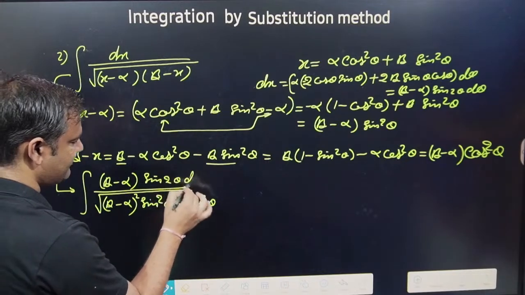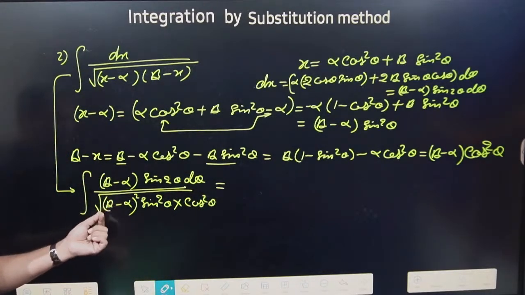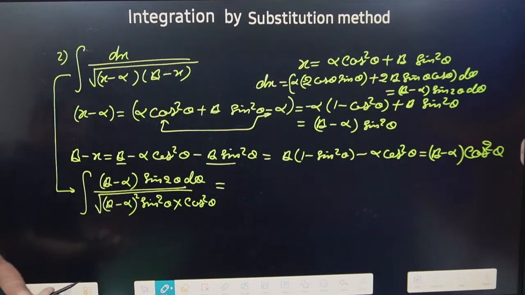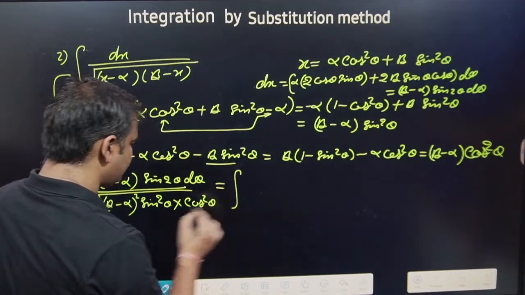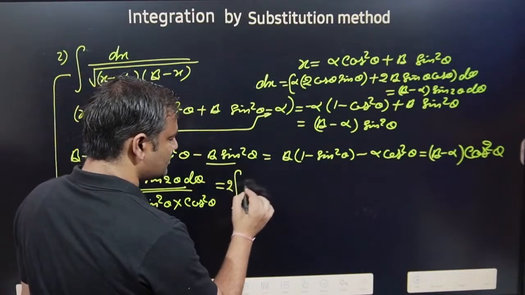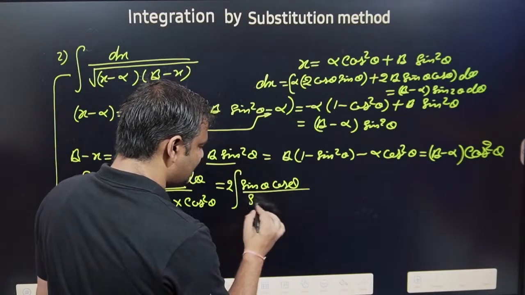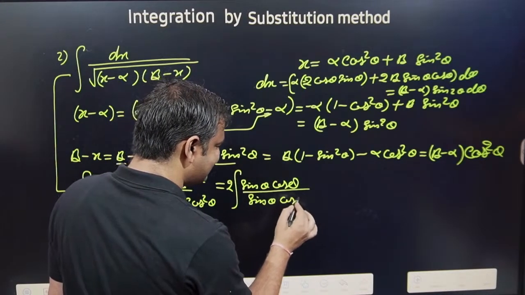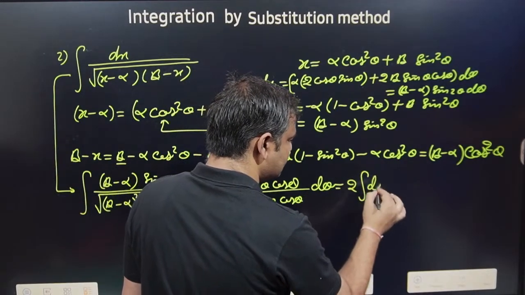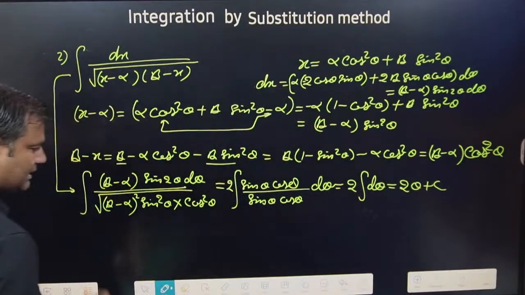Now what about that value? Simply beta minus alpha, so beta minus alpha cancel out. After that we get sine 2 theta, basically 2 sine theta into cos theta, and in the denominator also sine theta into cos theta d theta. So finally we get 2 d theta, so basically 2 theta plus c.